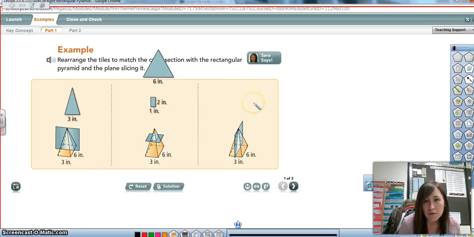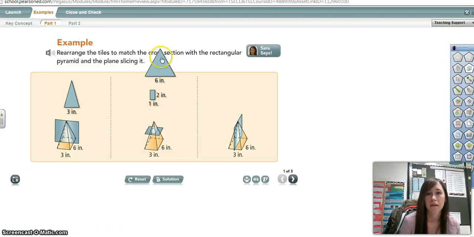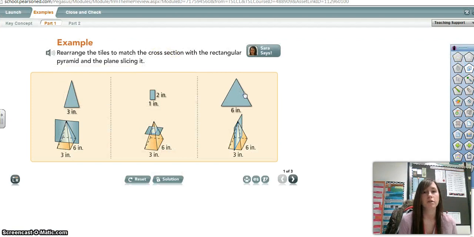And in this triangle, which is harder to see because it's so slanty, the base of this triangle, this green part, matches with the base of the pyramid, this length going this way, the 6 inches. So make sure you have them all matched up correctly.